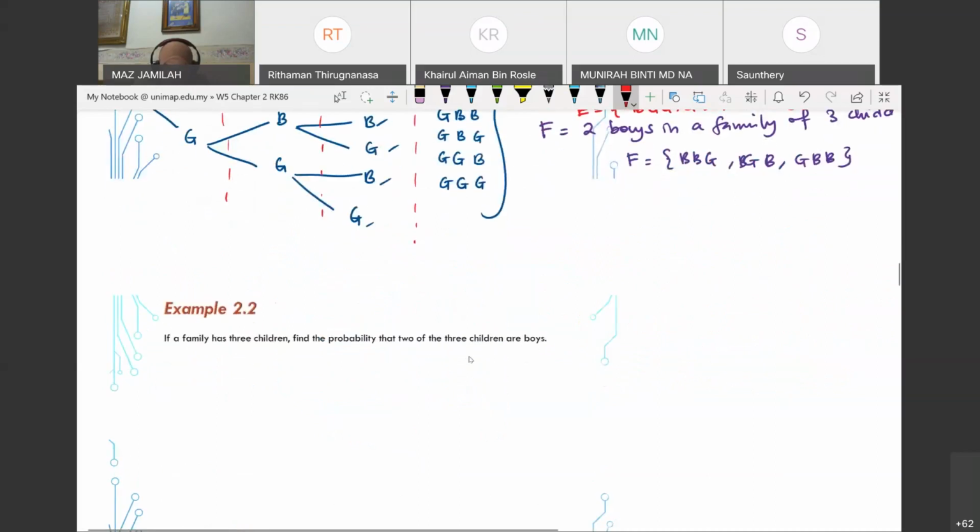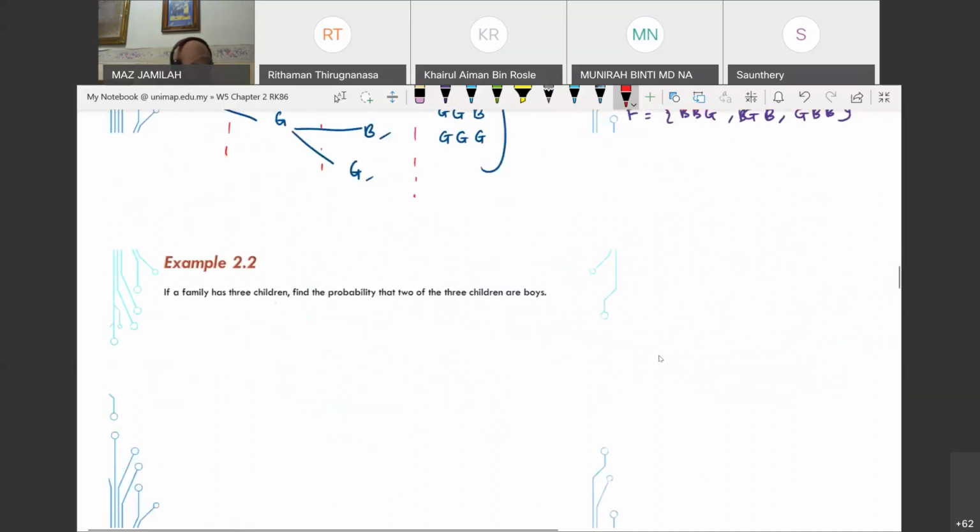Now, example 2.2. So example 2.2 is for your classical probability. So this is under classical probability. Now, what is classical probability? Classical probability says that to find the probability of an event is simply find the number of event E divided by the number of sample space. So that will be classical probability.